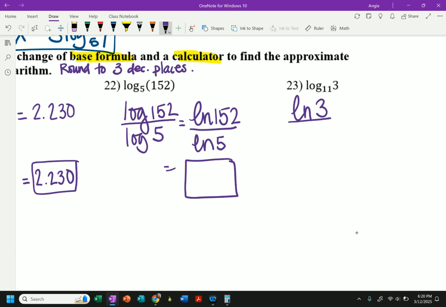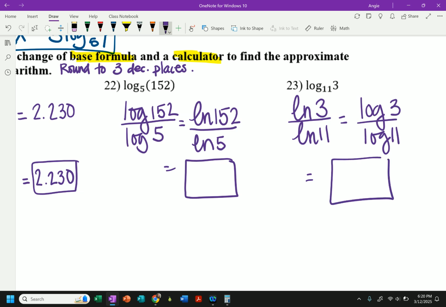And then last one, same process, okay? If you want to use natural log of 3 divided by natural log of 11, or if you want to press the button log, remember, log without a base is a common log, okay? That means log base 10. So log of 3 divided by log of 11. I'll do this last one with you. Okay, here we go.